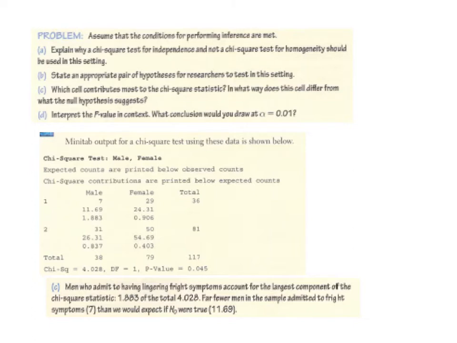The first number there is the observed. Then we have the expected, and then this is the portion of the chi-square statistic. If you add all of these bottom numbers up, you get this chi-square statistic of 4.028. So our biggest number adding to this statistic is the males who admit to having lingering fright symptoms. Far fewer men in the sample admit to the fright symptoms than we expect to see.